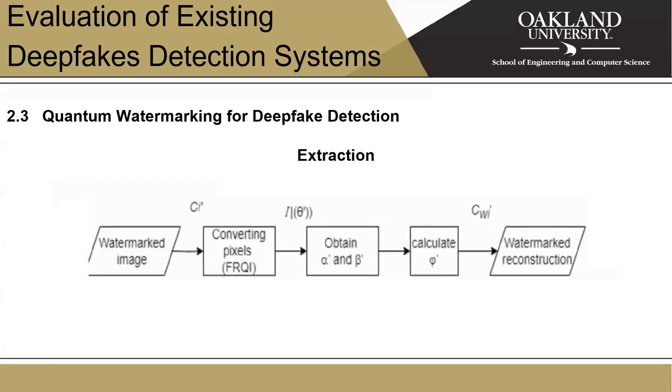This is the process of extracting the watermark from the host image to verify its authenticity. We can take an image and convert it to pixels using FRQI so that we can process the image and its watermark on the quantum computer. After we finish extraction, we should reconstruct the watermark and embed it back into the host image.